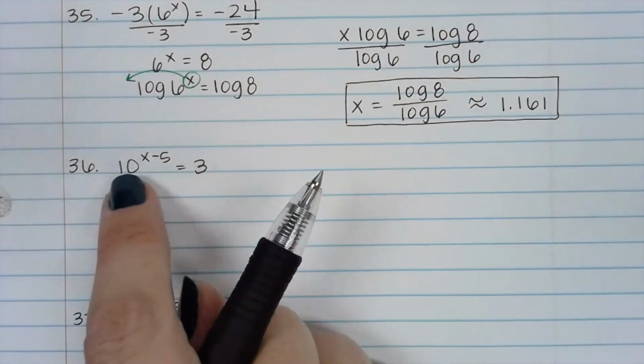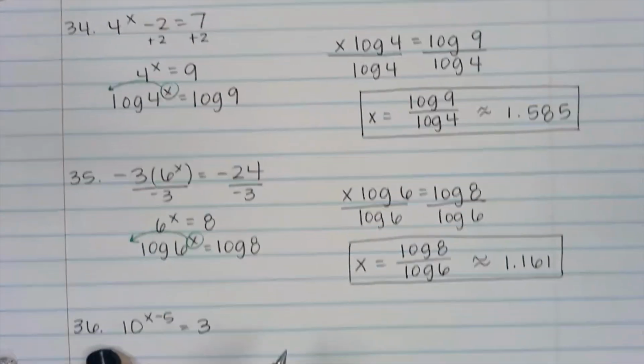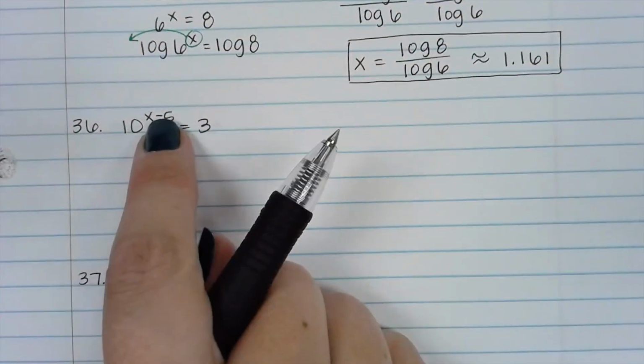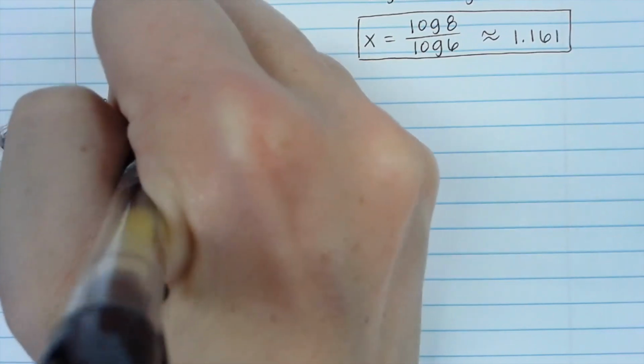Question 36, notice that there's no number in front of the number 10. There's no number, like there was in the previous questions, there's no number that comes after it. This x minus 5 is up in the exponent. And so when you're doing the work for this one, it just means that it's ready for you to log right away.